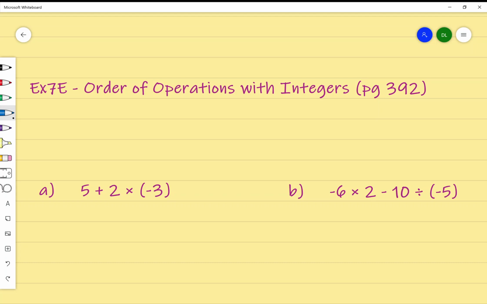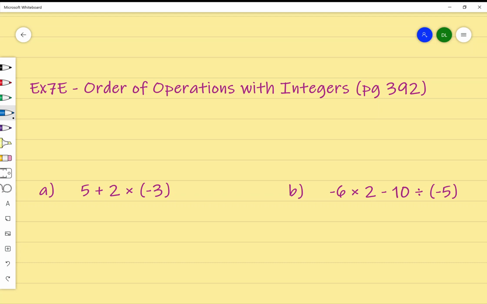Alright, so BODMAS, remember that we do brackets first, then we do indices or other things next, then we focus on multiplication, division, and then finally addition, subtraction. So hopefully you guys are generally familiar with that since we did it a couple of weeks ago. The only thing that's different now is we added in negative numbers. That is the only difference.